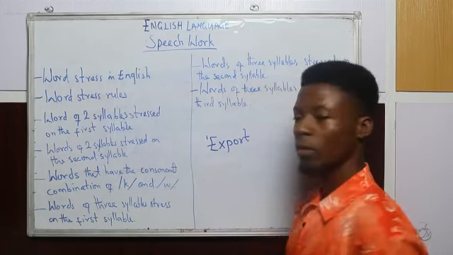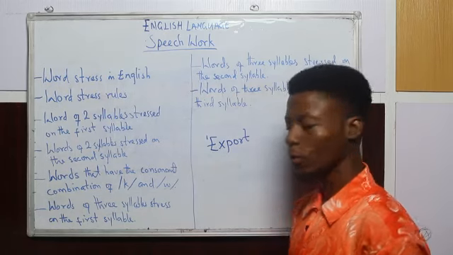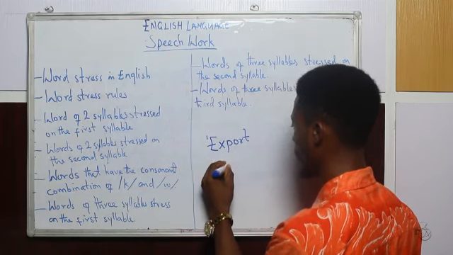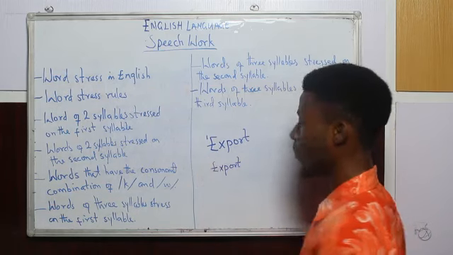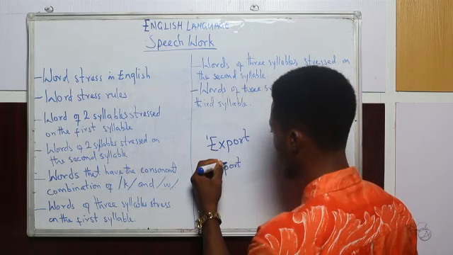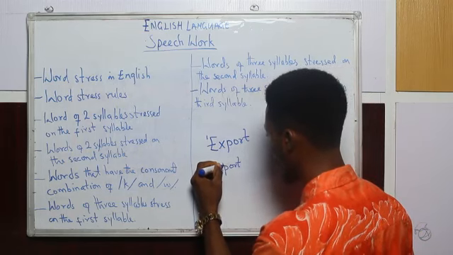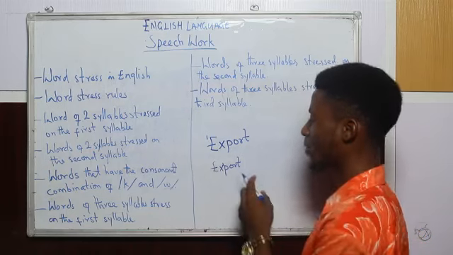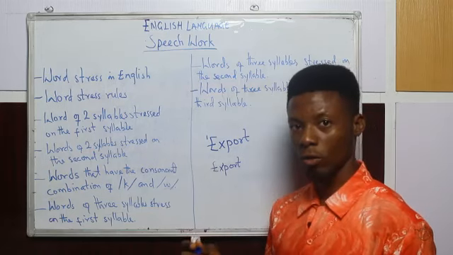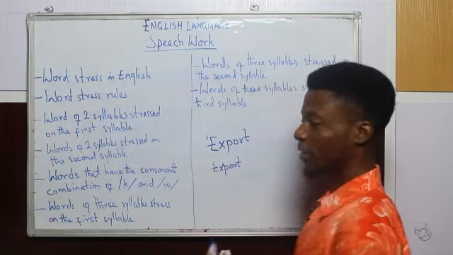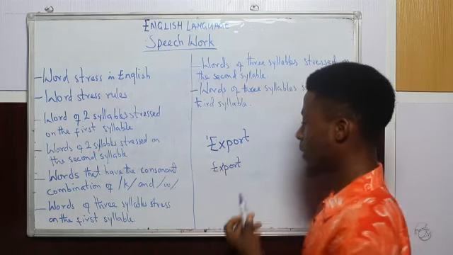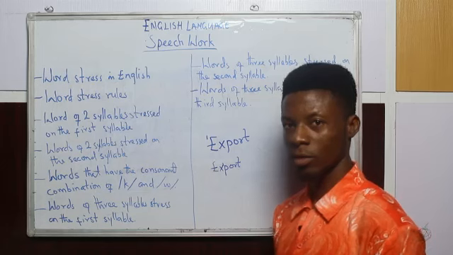In the other form of this word, which is the verb form, when we look it up in the dictionary, we see that the second syllable carries the stress, and we have the diacritic mark behind the second syllable, and it's pronounced as export. We see the difference from the first one, which is export. This one is export.